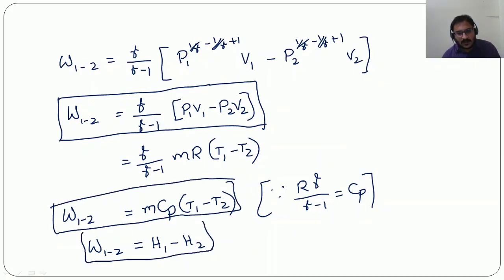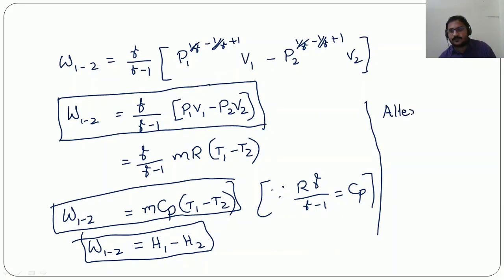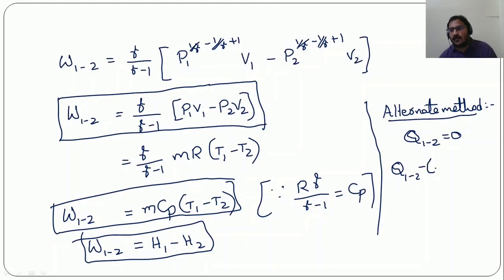There is an alternate method for doing this also, which is a simple method. So let me explain the alternate method here. During isentropic process, heat transferred is 0. So when heat transferred is 0, Q1-2 equals (H2 minus H1) plus work done, so work done is simply H1 minus H2.